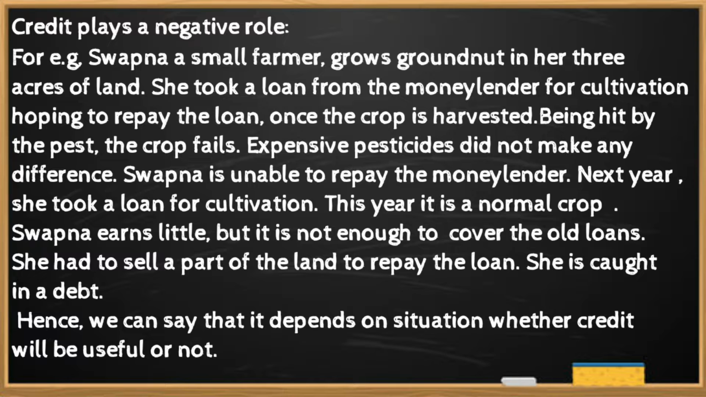Next year, she took a loan for cultivation. This year, it is a normal crop. Swapna earns little, but it is not enough to cover the old loans.